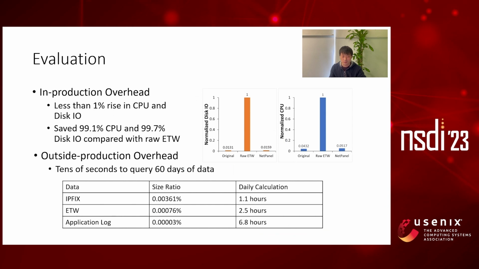Finally, we provide a brief overhead evaluation. IPFIX has been there for traffic management. Application logs are also available in the system for debugging instances. So the extra overhead for NetPanel is the in-production ETW resource consumption and the outside production data computation and storage cost. Because of the port filters added to ETW, we achieved a less than 1% increase in CPU and disk I/O usage. Compared with the raw ETW collector, we saved more than 99% of the CPU and disk I/O.